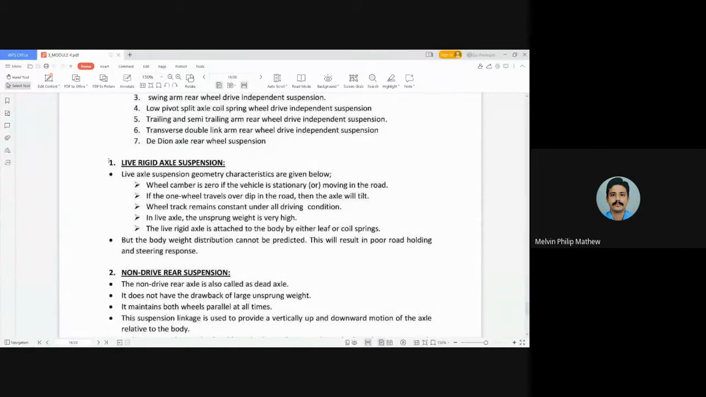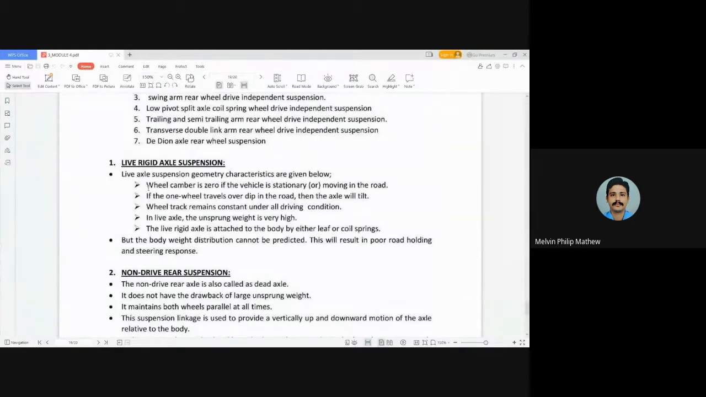One of the first and foremost suspensions that is used is known as live rigid axle suspension. So what is known as a live axle? Live axle is nothing but the axle in which the power is distributed. Basically, rear wheel drives are the most commonly used. Hence, the live axle is basically present at the rear. And when it is present at the rear, we are using live rigid axle suspension.